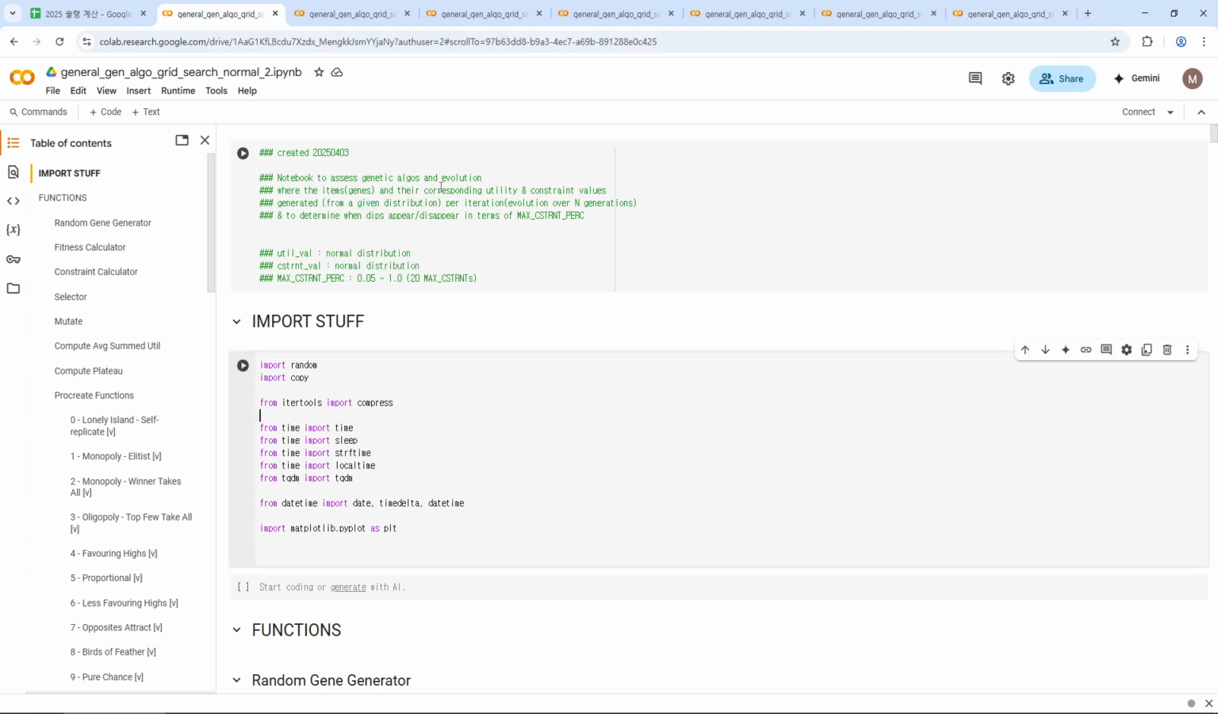The general purpose of these notebooks was to assess the genetic algorithms and evolution, where the items and the genes and the corresponding utility and constraint values were generated from one specific given distribution per iteration, iteration as in from generation 1 to the last generation, in order to determine when dips appear and disappear in terms of maximum constraint percentage.